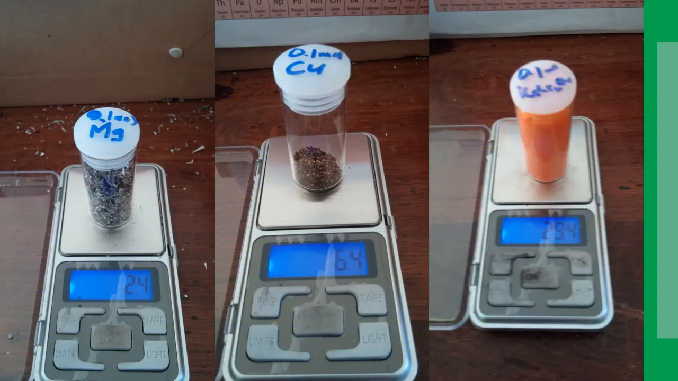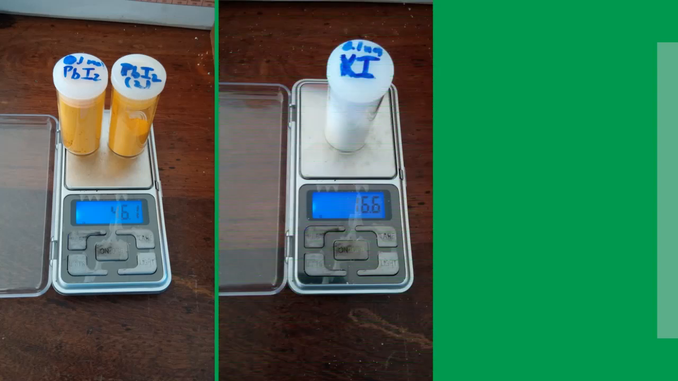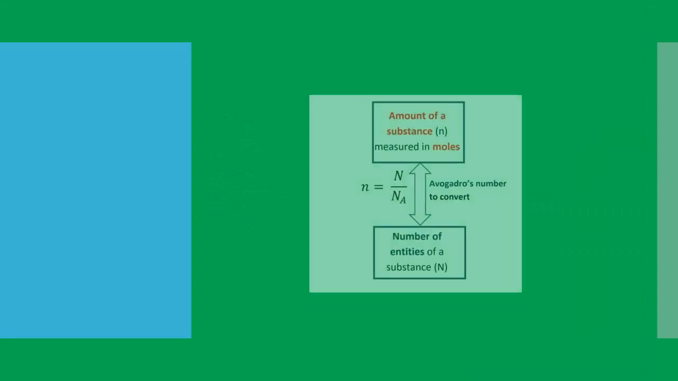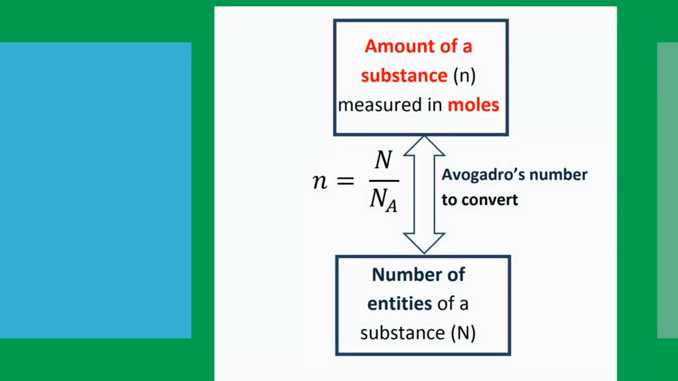Potassium dichromate has a mass of 29.4 grams. That's for 0.1 mole. For lead iodide, the mass is 46.1. And for potassium iodide, it's 16.6 grams. And for lead bromide, it's 36.7 grams. That is 0.1 mole of each of those substances. I want you to verify using that formula how many particles are in each bottle.